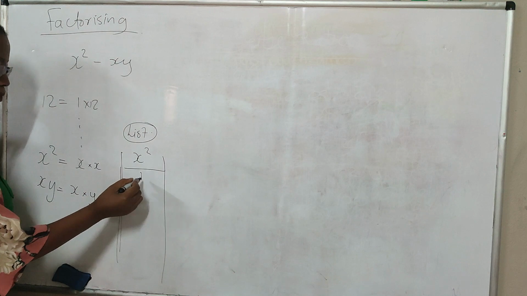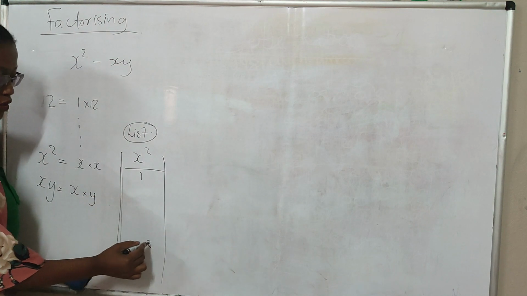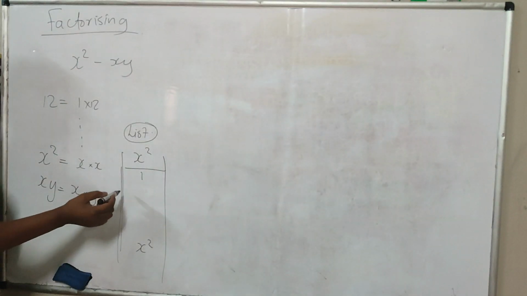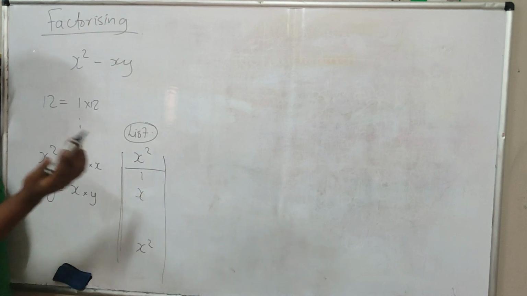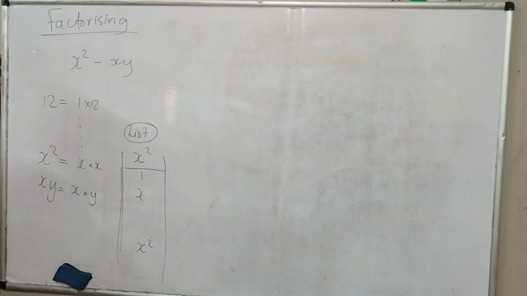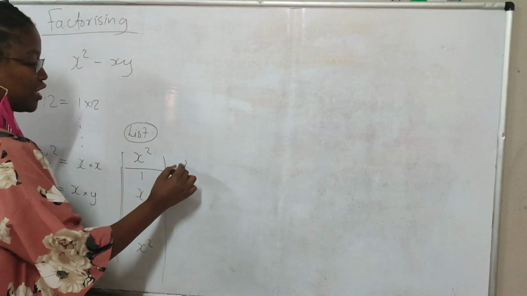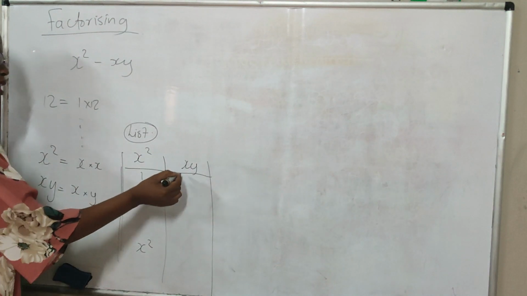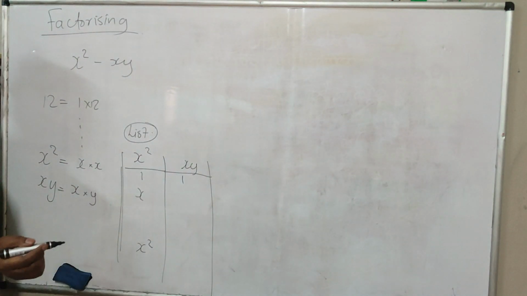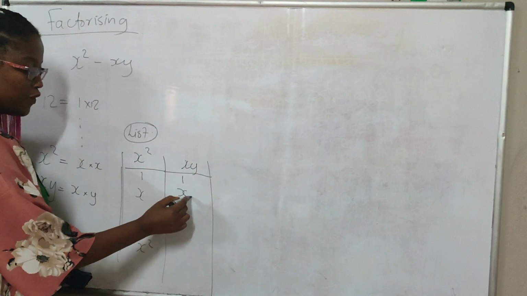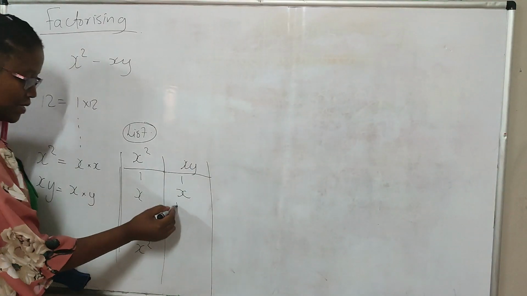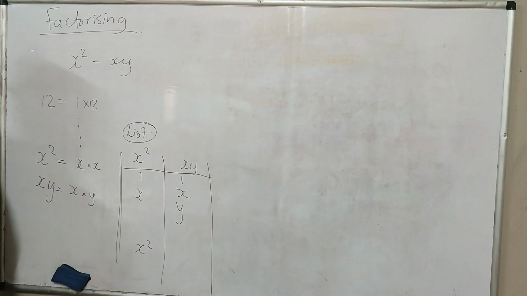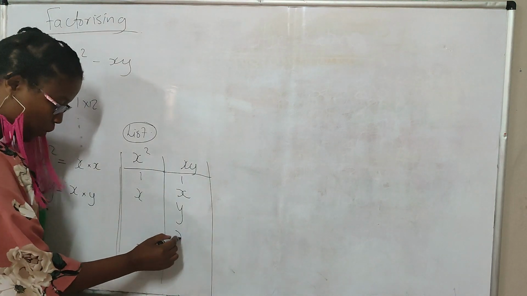So, list the factors of x squared. 1, right? And the last one is always x squared, correct? What are other factors? X. That's it. Okay. List the factors of xy. We always start with 1, right? X is a factor of xy. Y is a factor of xy. And then xy is a factor of xy.